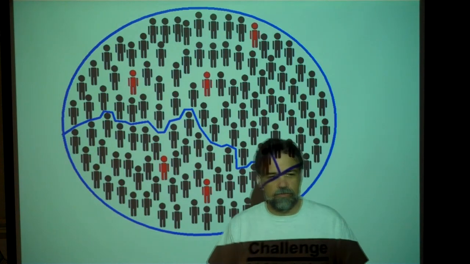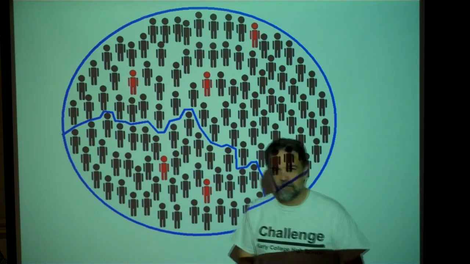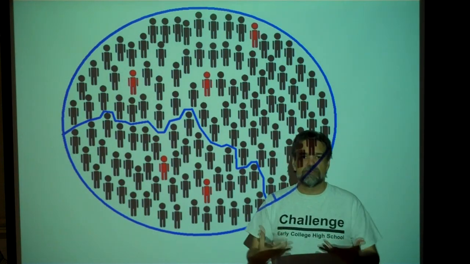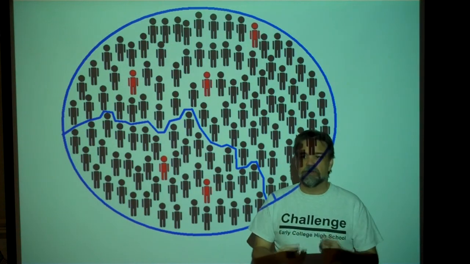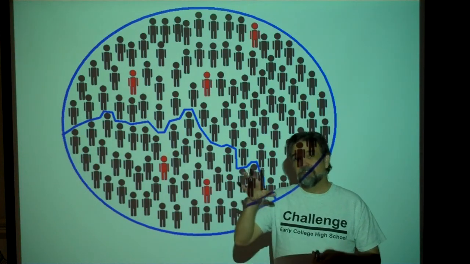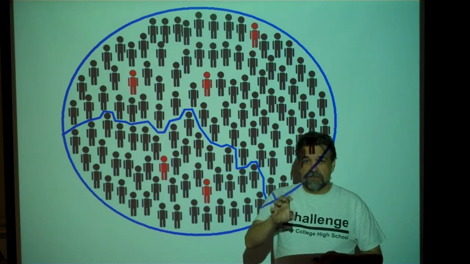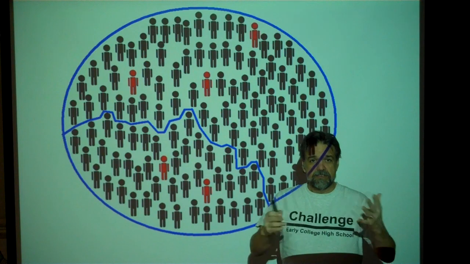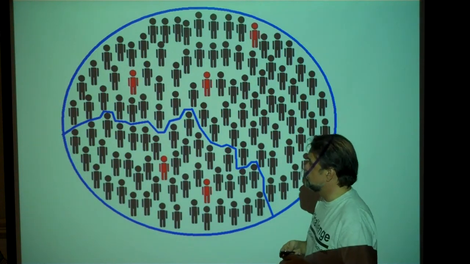Sometimes when you're taking a sample, you want to make sure that you get the same number of men as you do women. Or if I were taking a sample of students, I might want to make sure that I get a certain number of seniors, juniors, sophomores, freshmen, to make sure that every class is well represented.